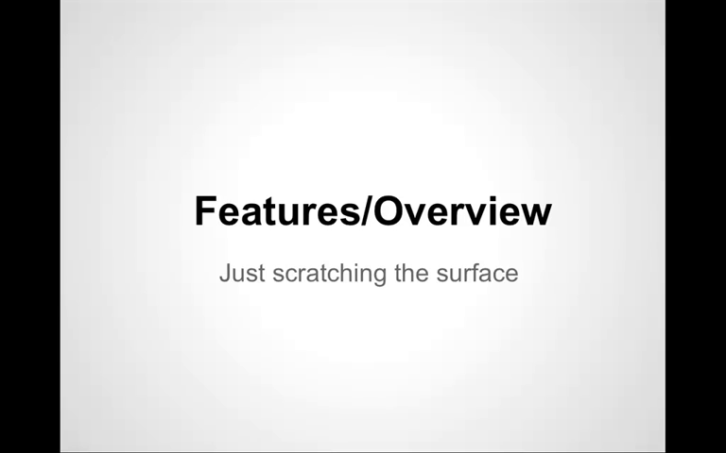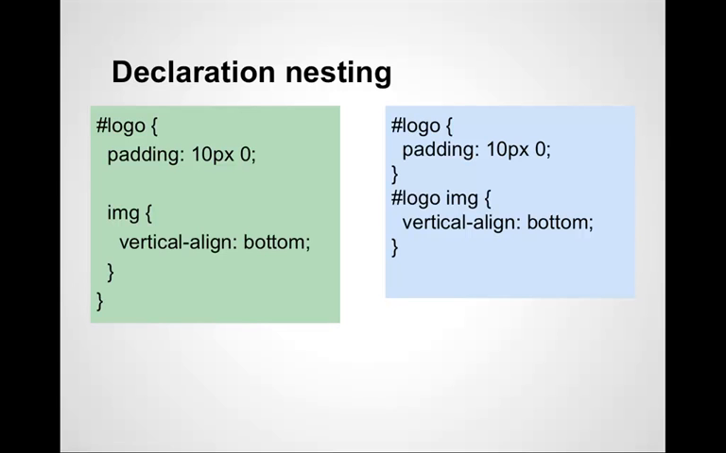So some general features and an overview of what you can do with Sass and Compass. Like I said, I've just been using it for 2 months, and I haven't finished a project yet with it, so it's still relatively new to me, but it's pretty exciting. So you can do nesting, and what's always going to be on the left is your Sass, and on the right is your compiled CSS.